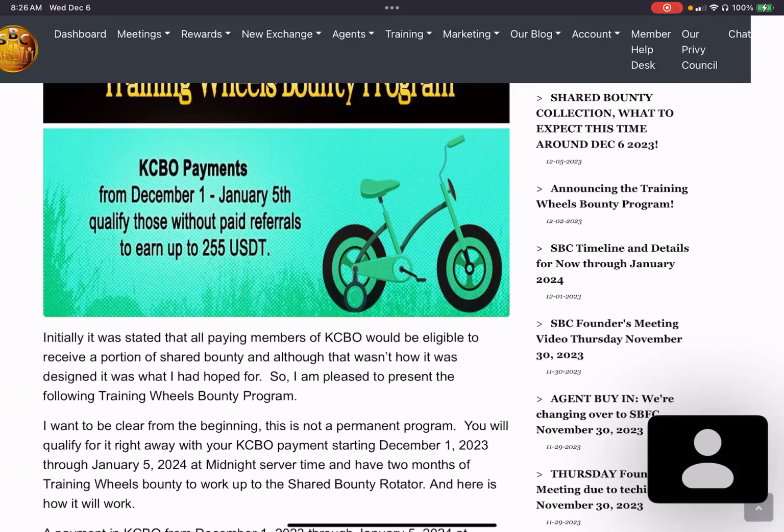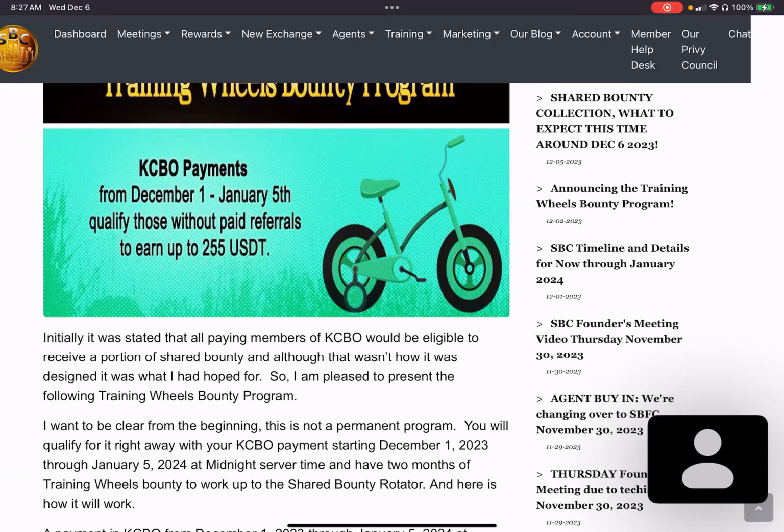So in this training wheels program, it's the same rotator. It's just a smaller amount of funds that are going to be available. In the shared bounty rotator, you have 1,020 maximum funds that you can receive. In the training wheels bounty program, it will allow you to receive up to 255 USDT. Again, as I explained with the previous rotator program, when you join that rotator program, it's going to put funds into your slot, but it needs to cycle around in order before you receive more funds into that slot.